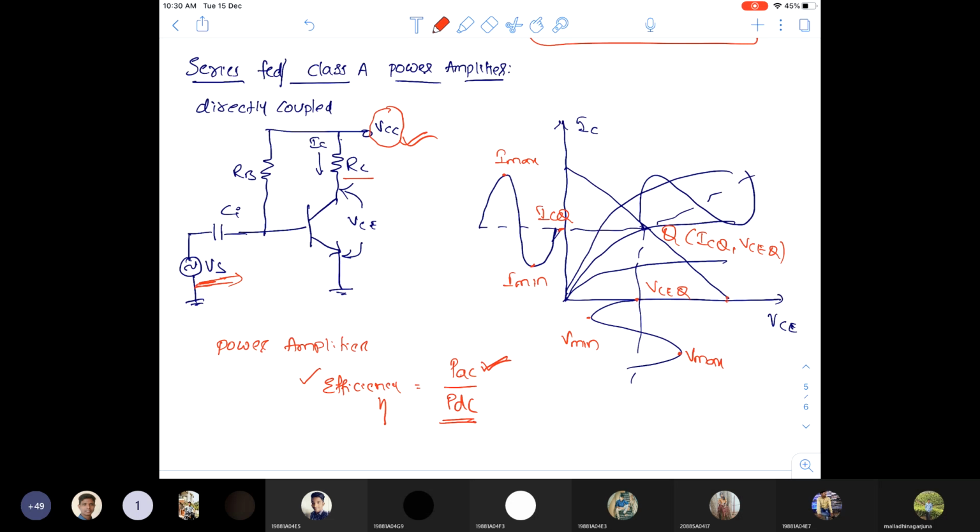So this is the circuit diagram, output waveform, and the definition. Now we have to calculate what PAC is and what PDC is, and then calculate the efficiency. The ultimate goal is to derive the efficiency, the objective of power amplifiers. It may be series fed, transformer coupled, push pull, or complementary symmetry. So we have four types: class A and class B, two each. For all these types, our objective is to calculate efficiency, and the formula is PAC by PDC only.